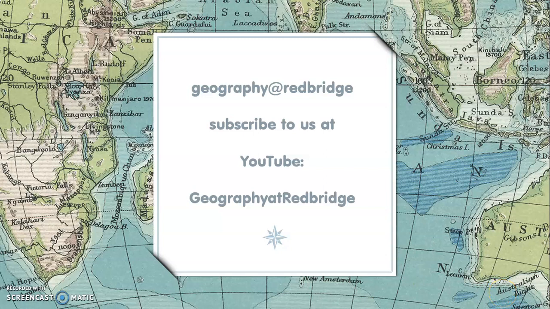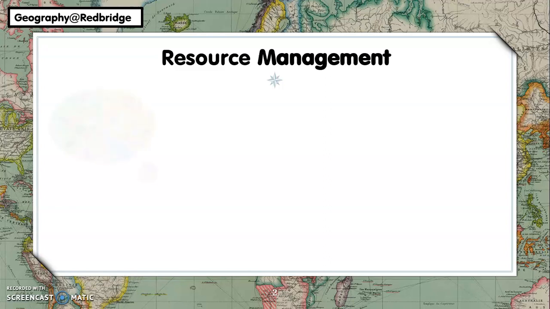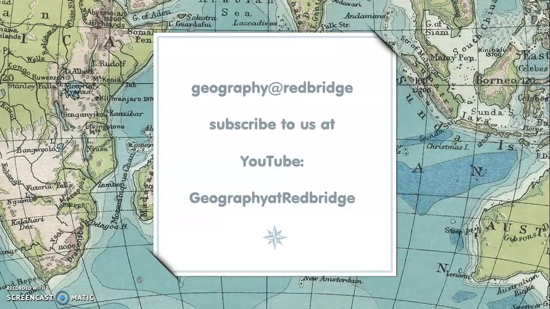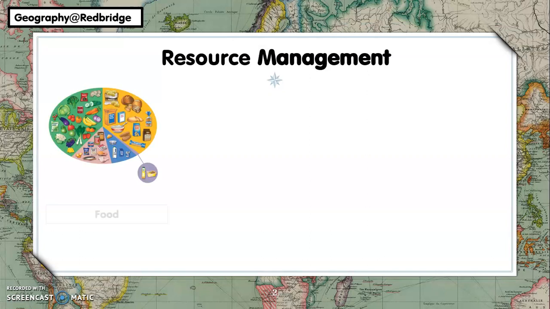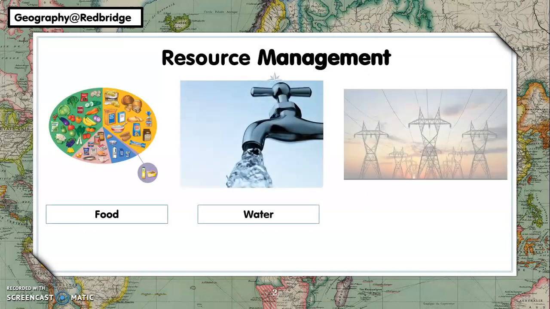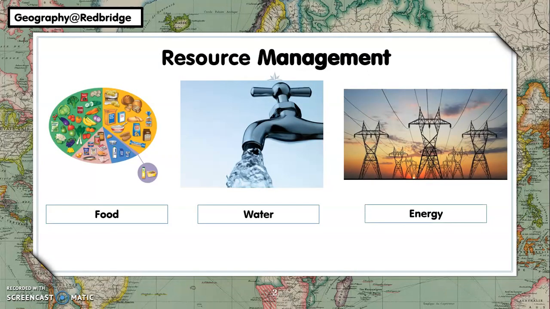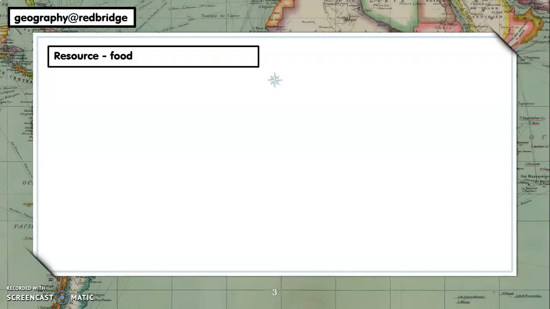What we're looking at today is resource management. First, an introduction to the food unit. If we remember, this unit has three sections: food, water, and energy. Energy is the main one that we're going to be looking at, but today we're going to start with food. We'll do a little lesson on water, and then we'll start planning a whole unit on energy.